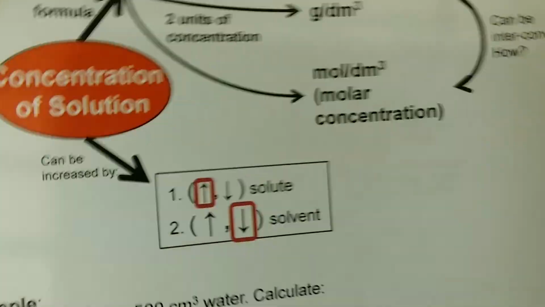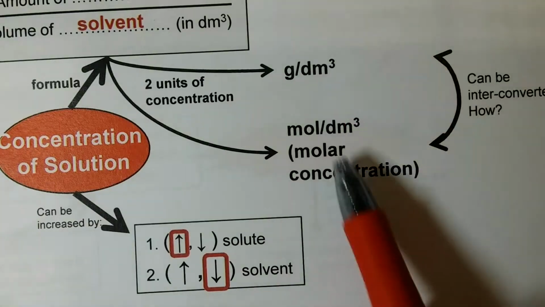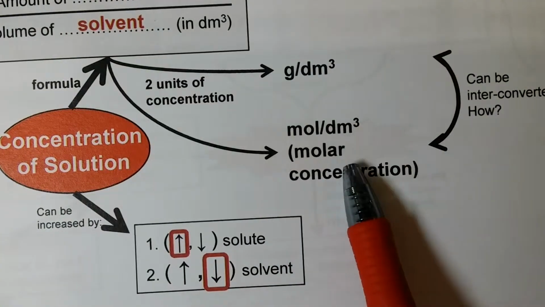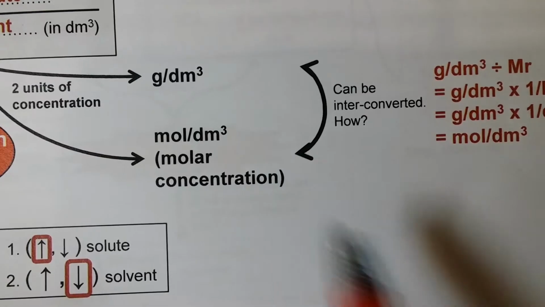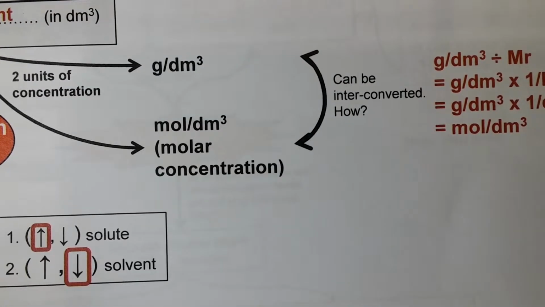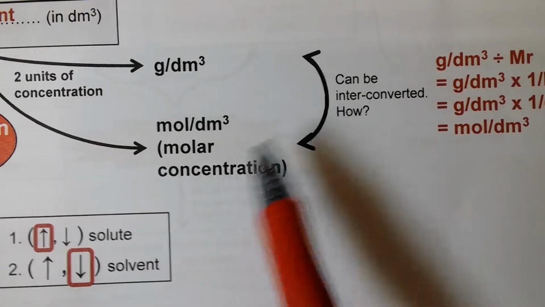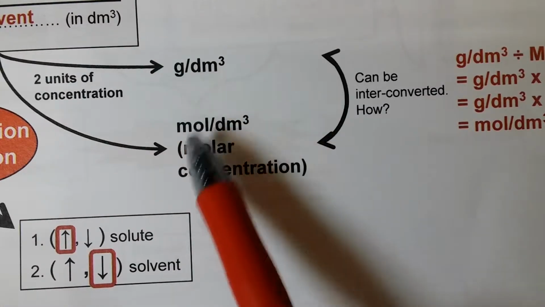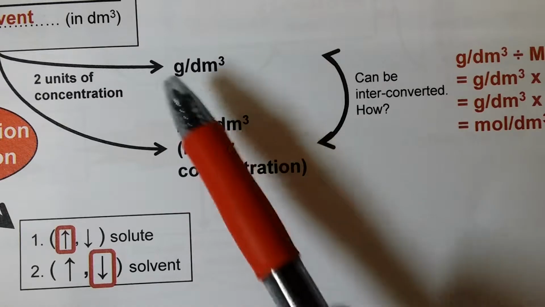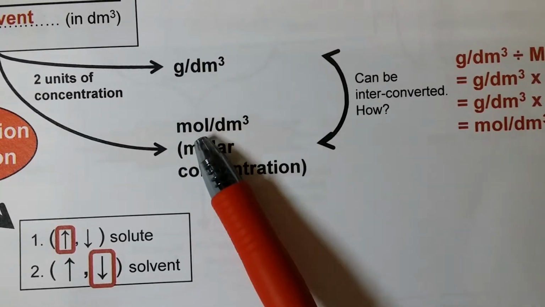So the concentration of solution can be in gram per dm cube or can be in mole per dm cube. Mole per dm cube is also known as molar concentration. Gram per dm cube and mole per dm cube can actually be interconverted. They are interrelated. If you look at these two units, the only difference is the numerator, gram and mole. So gram can be changed to mole.